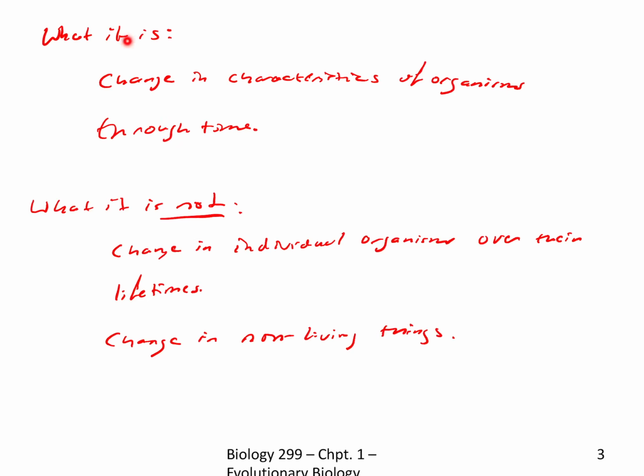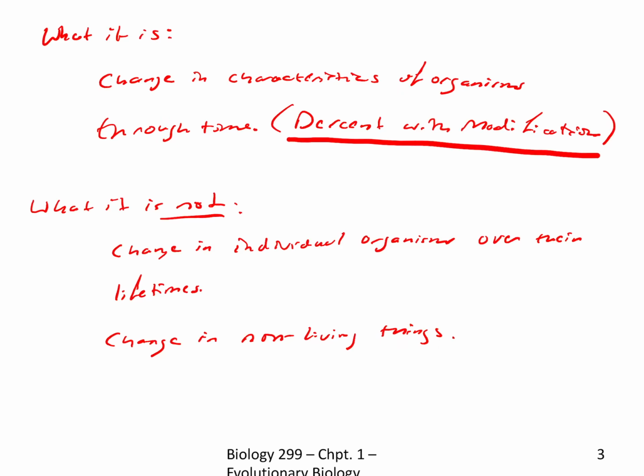So the first point, what biological evolution is, is changing characteristics of organisms through time. This is referred to as descent with modification. Let me write that. Descent with modification. This is actually how Darwin defined evolution. For a long time, Darwin did not use the term evolution. He preferred to use this phrase, descent with modification.